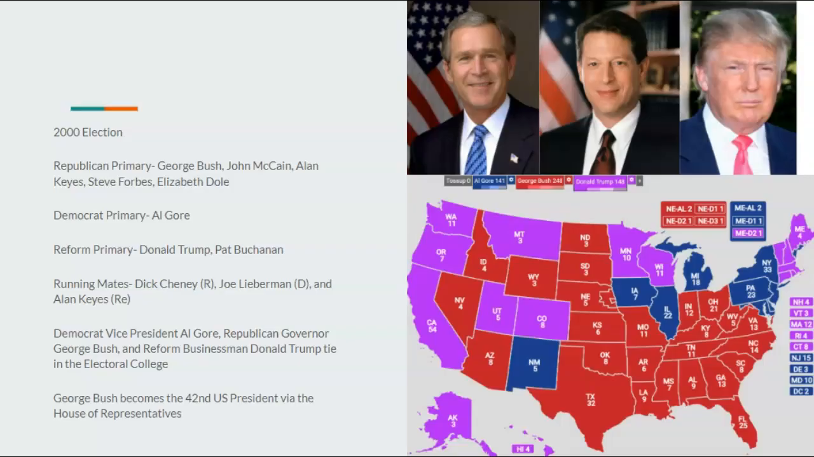Okay. In the 2000 election, we have a newcomer, Donald Trump, of course, but in the Republican primary, Governor George Bush, John McCain, Alan Keyes, Steve Forbes, Elizabeth Dole, they're your main people in the Republican primary. Al Gore is just by himself. In the Reform Party, Donald Trump and Pat Buchanan both try to fight for that nomination, trying to break this two-party establishment, corporate, corrupt system.